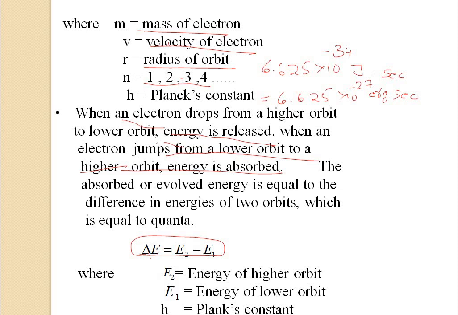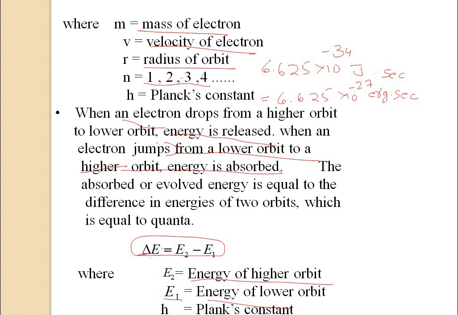So overall, from this point, there is no loss of energy; energy is either released or absorbed, but there is no loss of energy. That is the main point we have considered. So delta E equals E2 minus E1, the change in energy, where E2 is the energy of the higher orbit and E1 is the energy of the lower orbit, and h is Planck's constant.